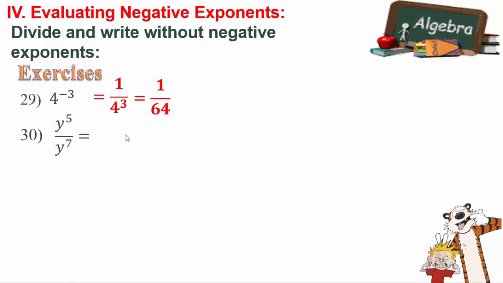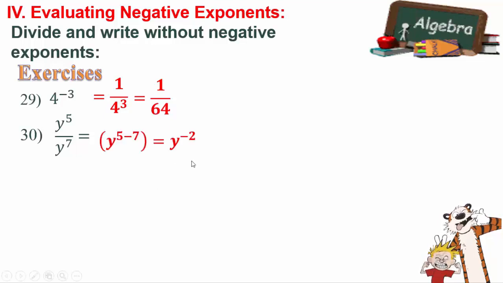In number 30, here we have that situation that we had before, that if we have y to the 5 minus 7, well, 5 minus 7 using our quotient rule will give us a negative exponent of y to the negative 2.